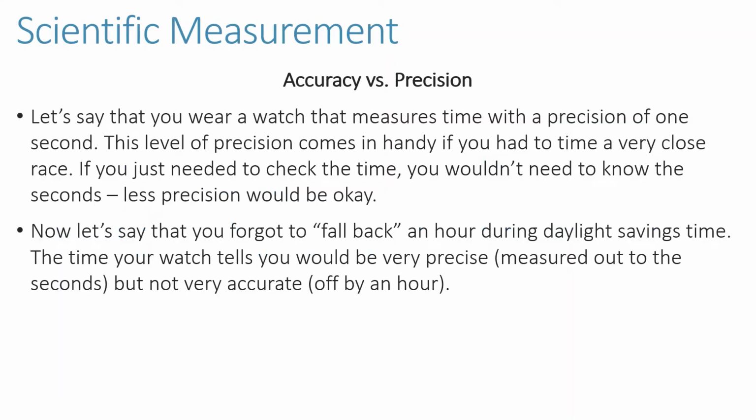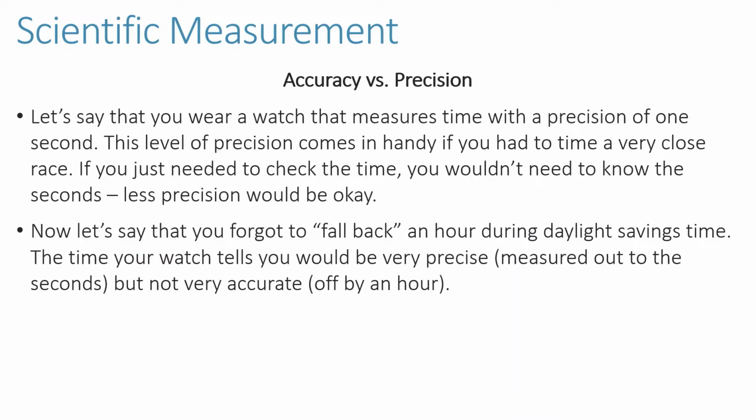Scientific measurement. So let's say that you wear a watch that measures time with a precision of 1 second. This level of precision would come in handy if we were timing a very close race. But if we just needed to know what time it is, we wouldn't need to know the seconds. Less precision would be okay in that situation.